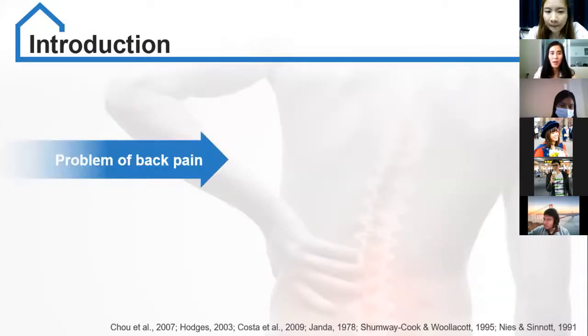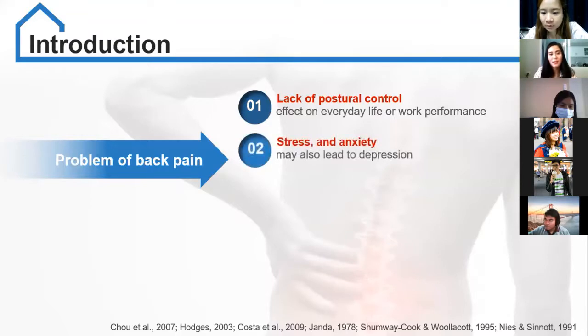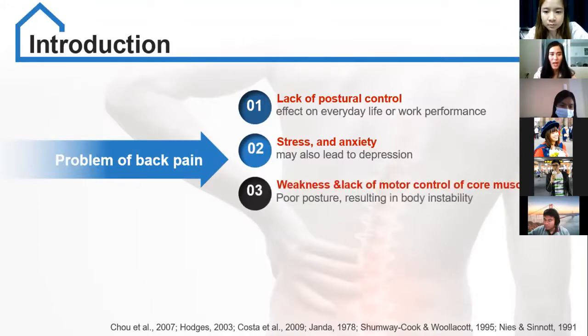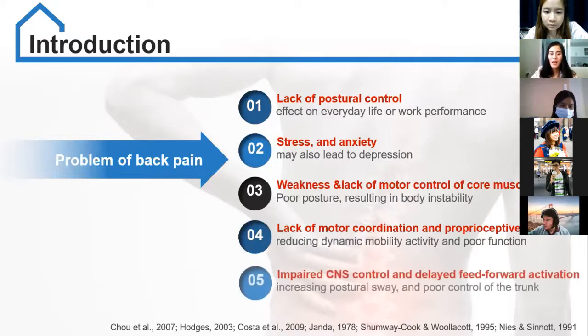Patients with low back pain have many disabilities, such as pain and poor postural sway. Back pain causes a lack of postural control, which can affect everyday life or work performance. Back pain contributes to stress and anxiety, and may also lead to depression. Especially, patients with back pain have weakness of the core stabilizer muscles, resulting in body instability. In addition, back pain patients lack motor control and proprioceptive feedback, and also have impaired central nervous system control of body stability.